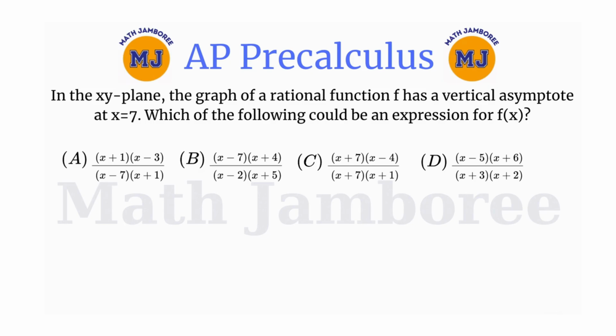So, when you're talking about a rational function, you're talking about a function with a numerator and denominator in it. And the vertical asymptotes are always related to denominators.